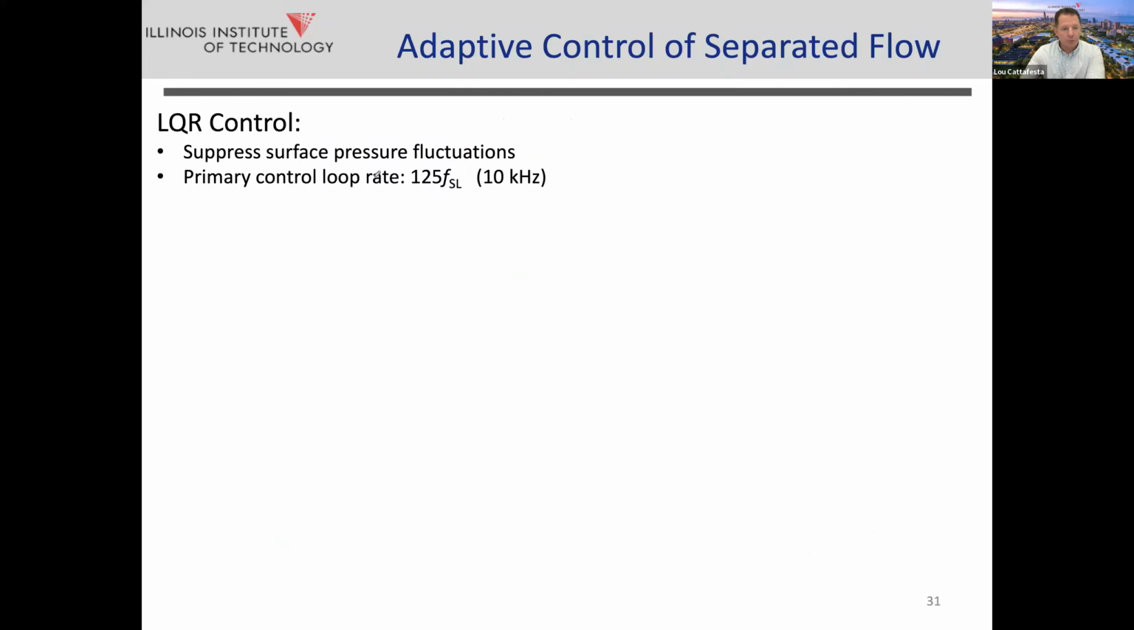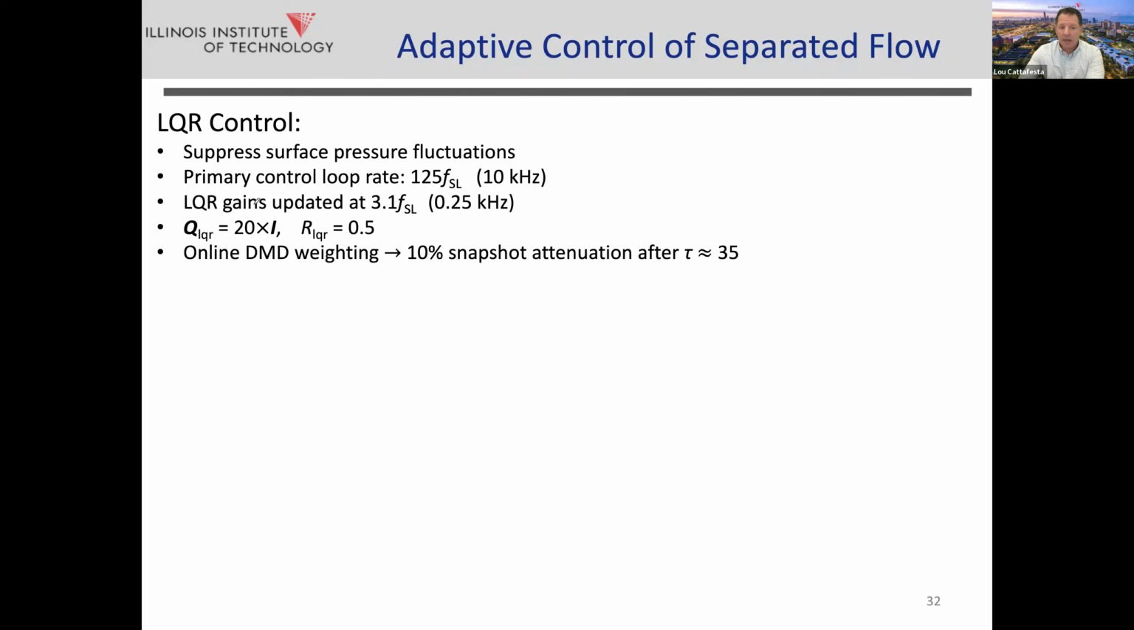How fast does this work? The primary loop rate is roughly 2 orders of magnitude higher than the shear layer frequency. The shear layer frequency is around 100 hertz. And so this means we're running this on a DSP chip in a National Instruments PXI system, running at about 10 kilohertz. So we're bringing in 13 channels. The LQR gains are done at approximately 250 hertz, which is about 3 times the shear layer frequency. So we're still satisfying the Nyquist criterion.